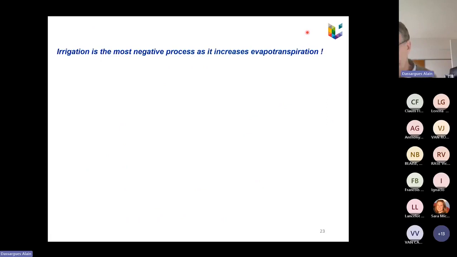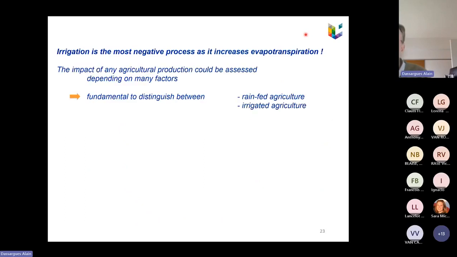And one of the most negative processes is irrigation. As it increases the evapotranspiration, you give the water to your plants, to your agricultural activities, and you boost the evapotranspiration. And so the water is leaving your local cycle. So it is fundamental to distinguish between rain-fed agriculture and irrigated agriculture. If a product is produced by rain-fed agriculture, there is no worry, in my opinion. If it is produced by irrigated agriculture, that's another problem.